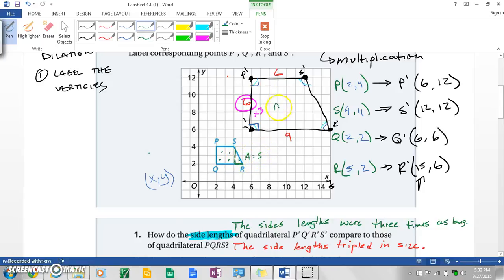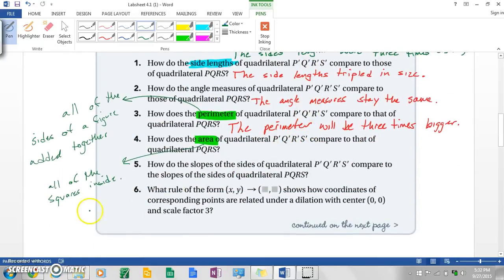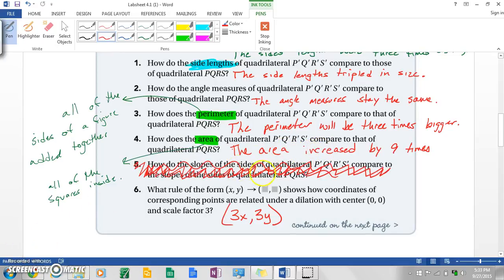I'll give you a hint, the area here is 45, which means that the area increased by 9 times. We're in step 5, and the rule for this is (3x, 3y), indicating both were multiplied by 3.